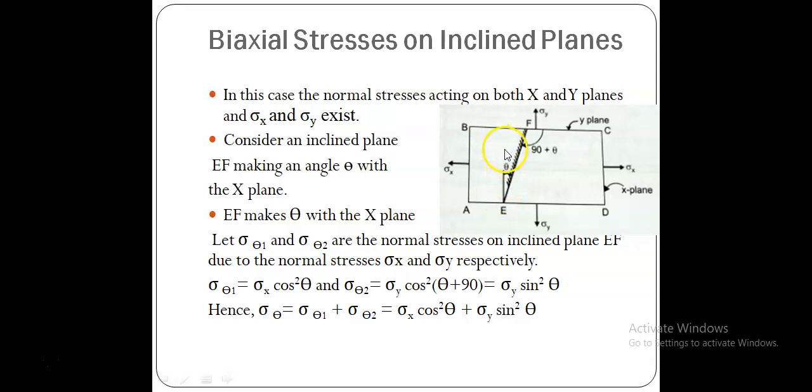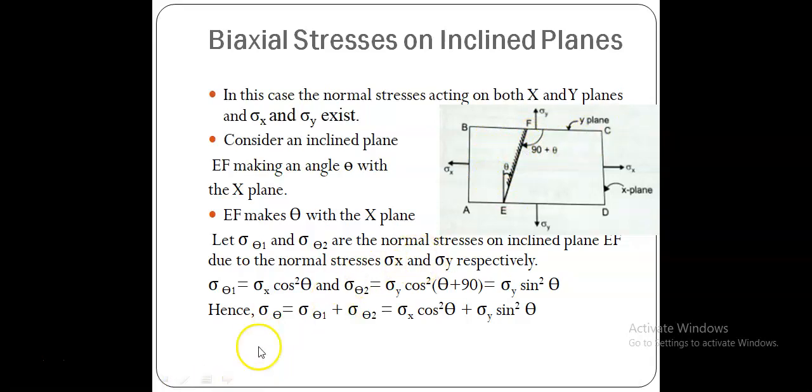Let it be sigma theta 2 and its corresponding shear stress, tau theta 2. Like that we can find. And finally, for both systems, we have found sigma theta 1 and sigma theta 2, and we sum them to find the total normal stress due to the plane stresses on these two planes, the x and y planes. That is, the normal stress on this oblique plane, sigma theta, is equal to sigma theta 1 plus sigma theta 2. That is what we are going to find.